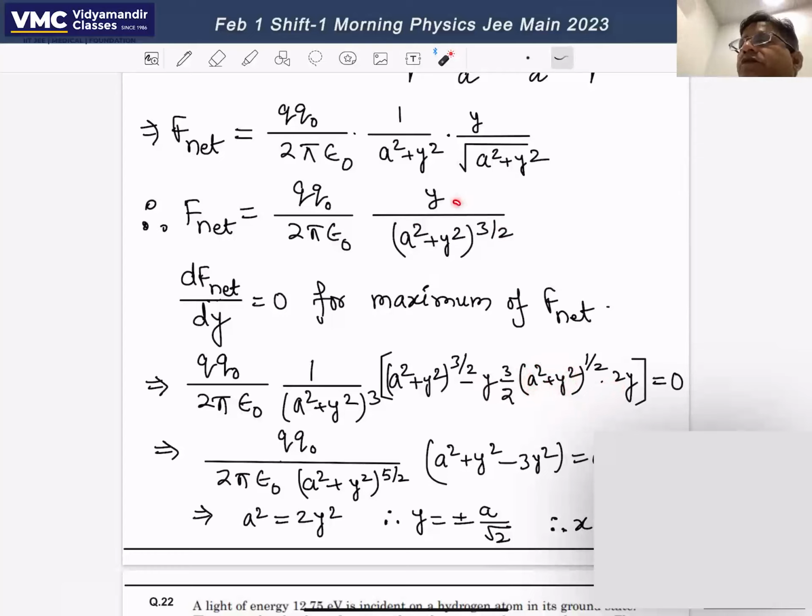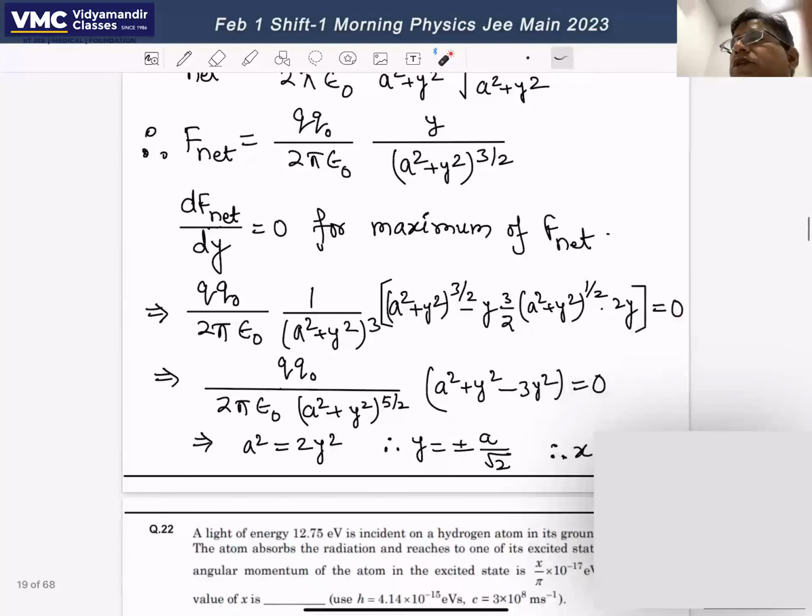So after differentiating this and putting it equal to 0, we are getting that this root term is kept outside. So this power will become 5 by 2. And here we will get a squared plus y squared minus, this 2 is cancelled out, 3y squared. This root is kept outside, 3y squared.